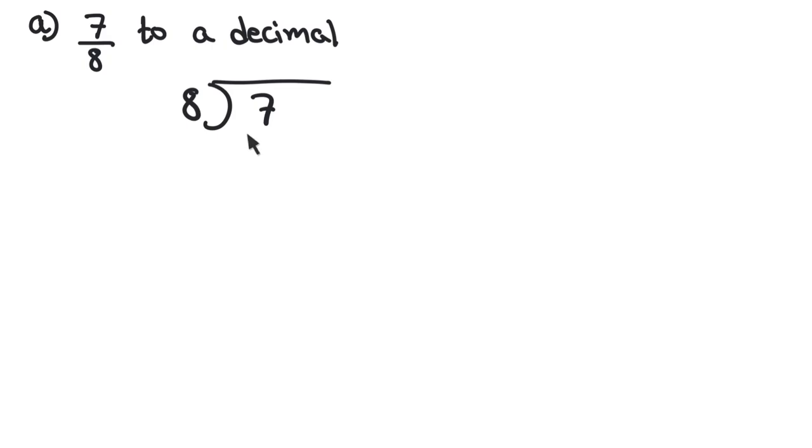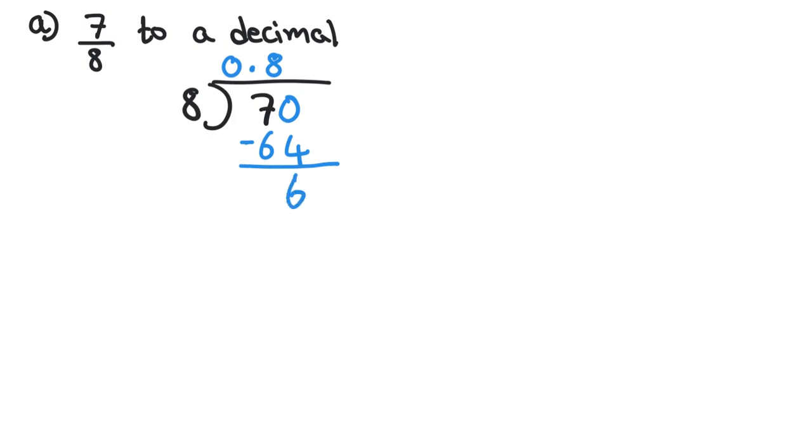So what do we have to do? We have to increase this 7. How do we do that? We put a decimal point and add a 0. Now it has become 70. Let's put 0 point. Now 8 times 8 is 64. Subtract it. 70 minus 64 is 6.